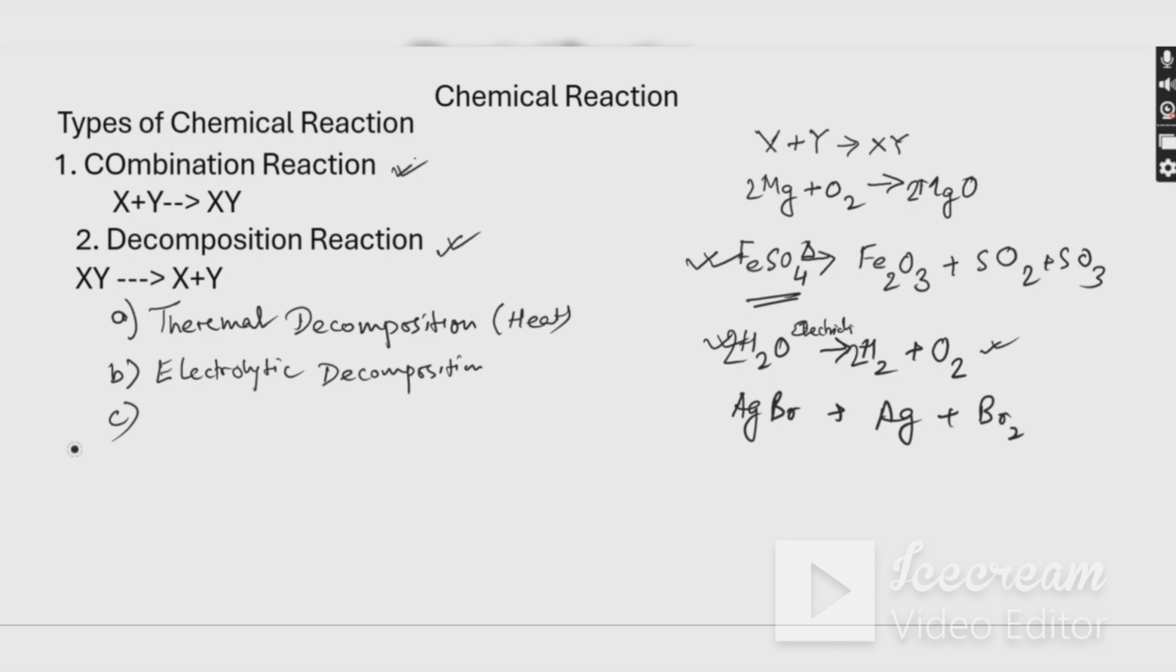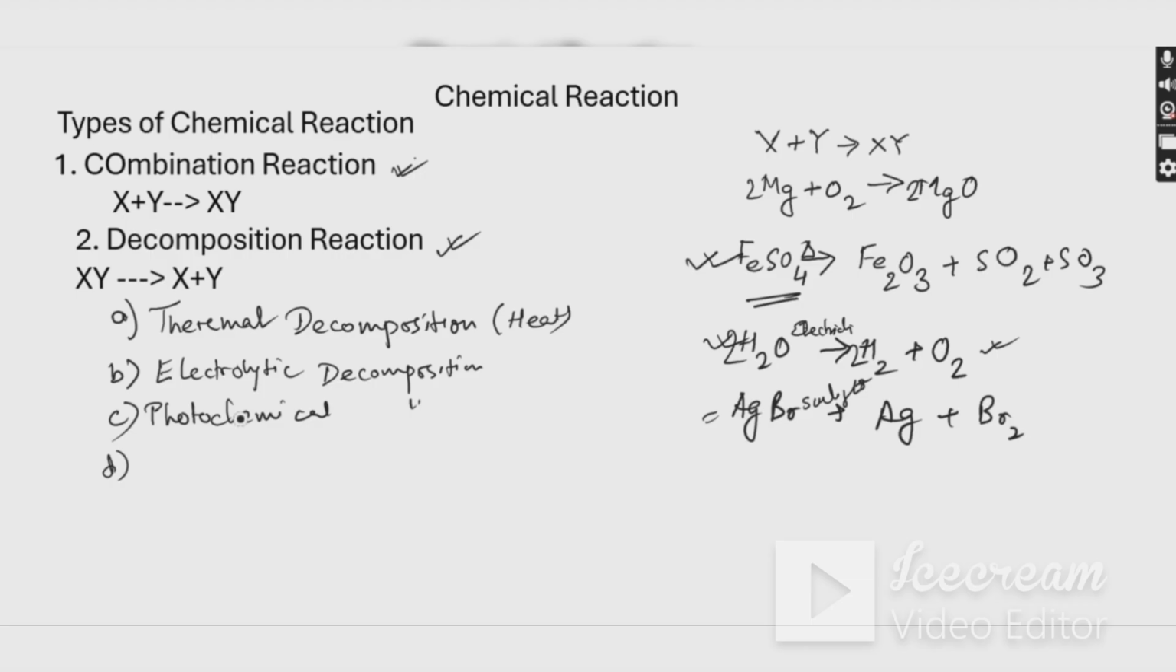The next one I have is photochemical decomposition reaction. So what is photochemical decomposition reaction? If I am passing sunlight and the decomposition is taking place. Silver bromide gets converted to silver and bromine because of sunlight. So that is when I say it is a photochemical decomposition.